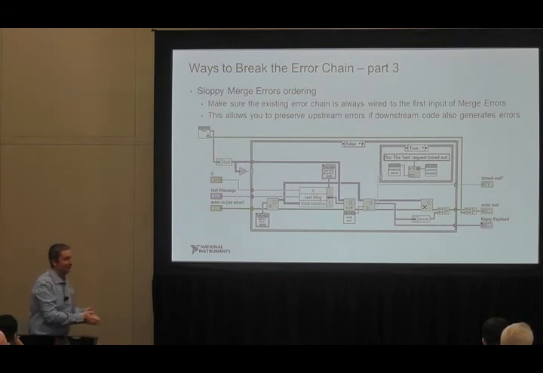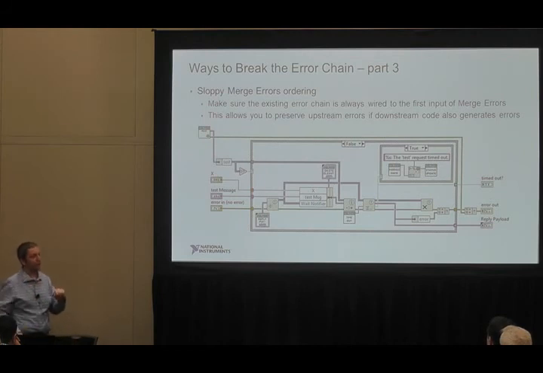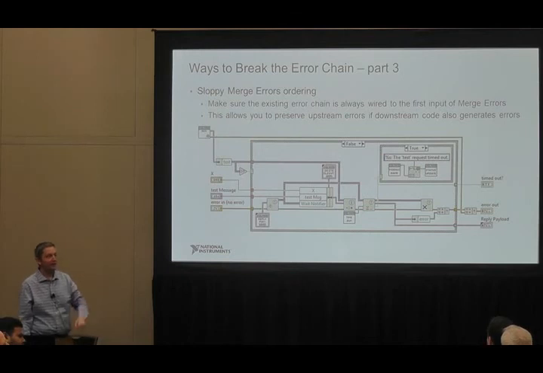Question? Can you control-click, switch, like channel? So the question is, can you do the little switcheroo thing where you hold down control and click on the merge errors? You can. You can do that on any function that only has 2 inputs. Once you add a third input, you can't do it.